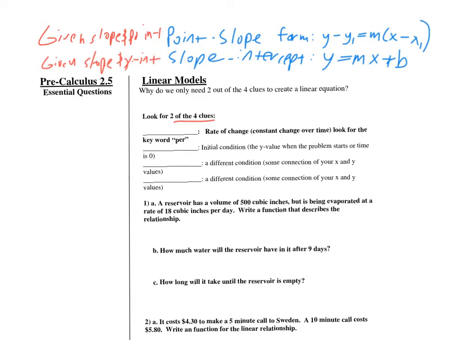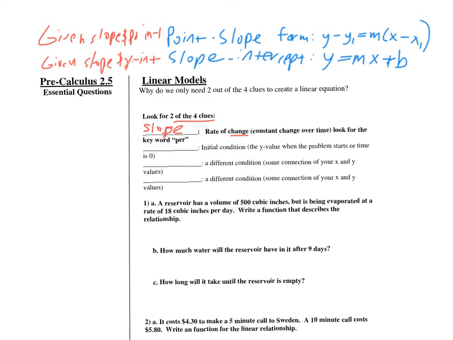So the first clue you could be given is slope. The slope is the rate of change. We talked about that last section. So it's a constant change over time. The keyword per is often used there. They're not going to say the word slope. You have to interpret it as how the situation is changing. So that's the key idea for slope: it's the idea of change, okay?